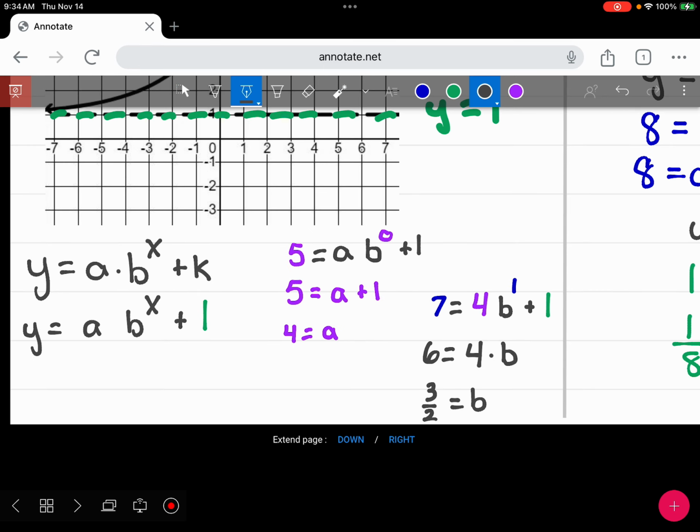So our equation, I'm going to be right at the bottom down here. Our y equals our a of 4 times our base of 3 over 2 to the power of x plus 1. So when it has that asymptote, it just gives you a k on the end.